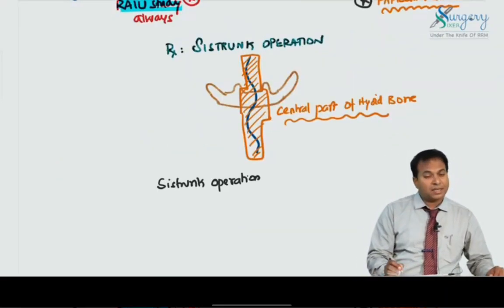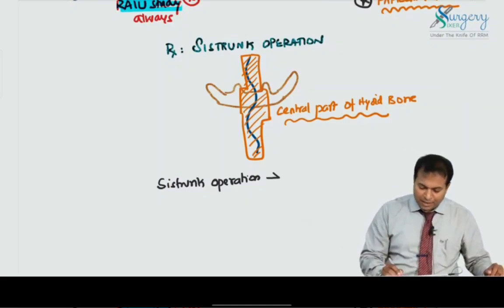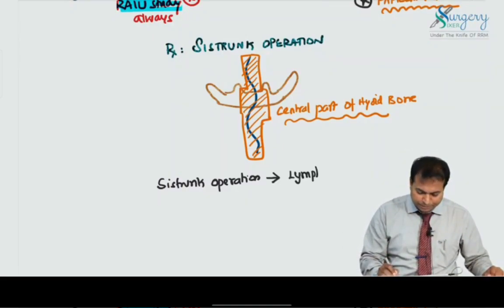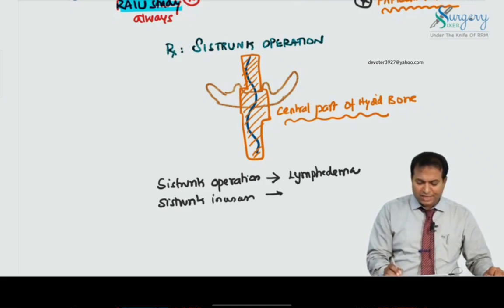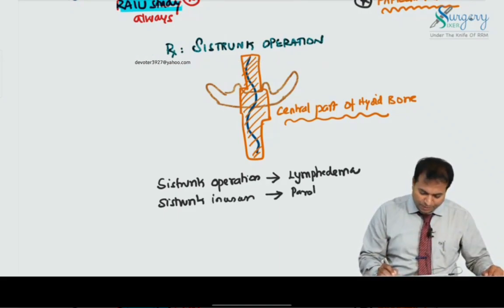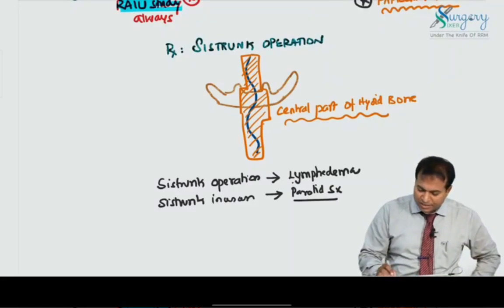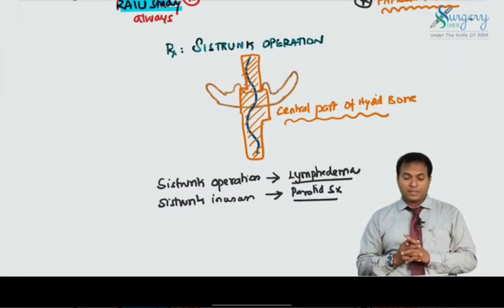Cyst trunk operation is done in thyroglossal fistula or thyroglossal cyst. Another place where we do is in case of lymphedema of the leg. Where will you have the name cyst trunk incision? Cyst trunk incision is done for parotid operations. Parotid surgery also we do cyst trunk incision. Cyst trunk operation is also there for lymphedema.